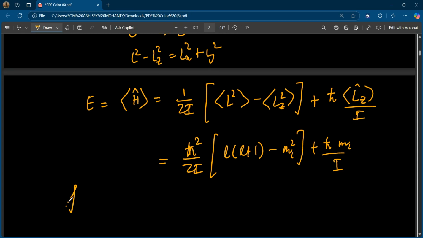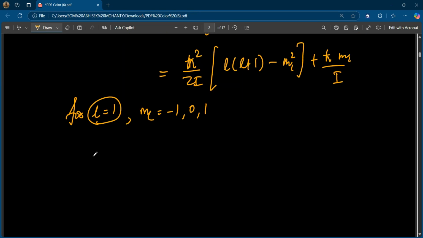For l equal to 1, we have to find the degeneracy. For l equal to 1, the m_l values will be 2l plus 1, that is 3 values: minus 1, 0, 1. So let's see. For l equal to 1, the energy values: first, suppose m_l is equal to 1, then ħ²/2I times (2 minus 1) plus ħ/I.